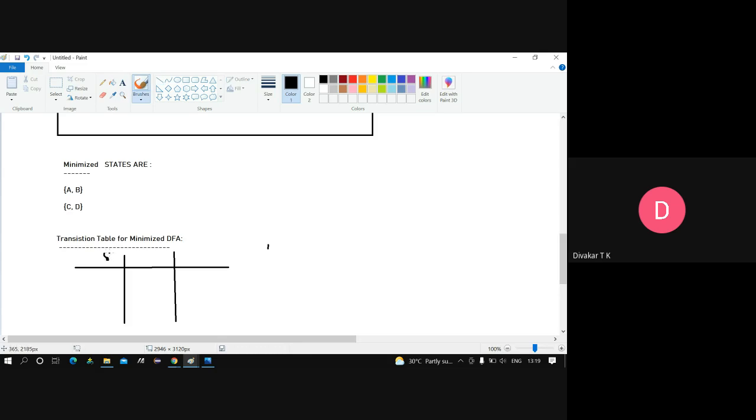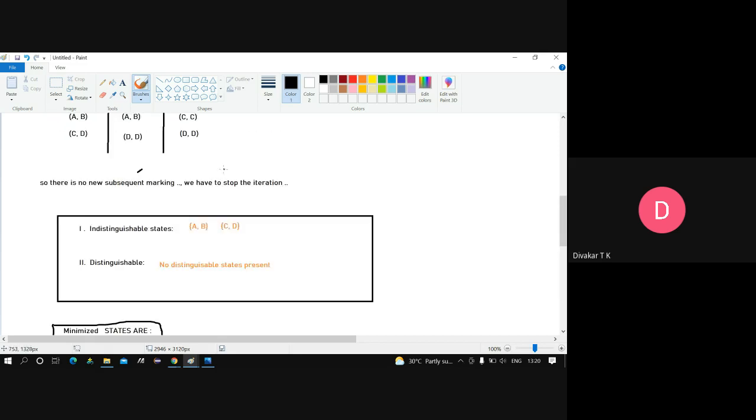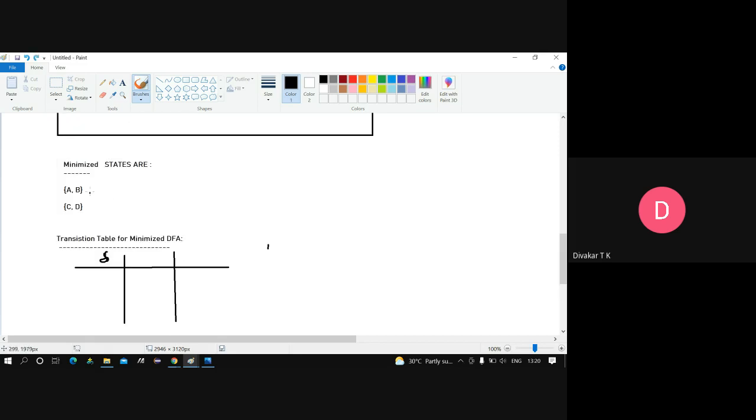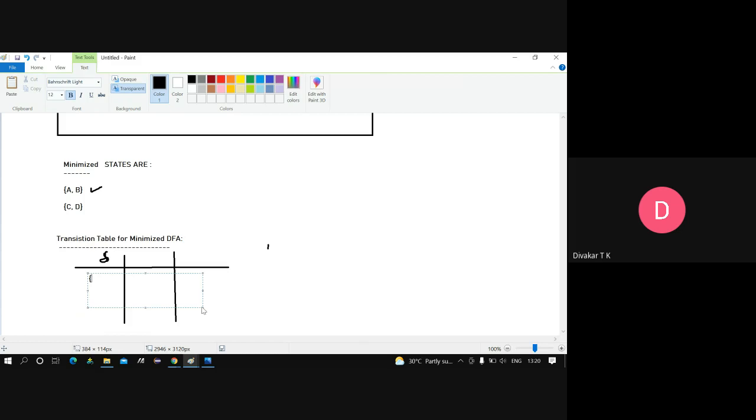So what are the states present here? So now by closing your eyes, we'll see in this previous step what we have taken, states, minimized state. Don't check. Okay, what you have taken? A comma B. Write down here. That's it. A comma B, write down. C comma D, write down. That's it. Done. See, we are done with this one.